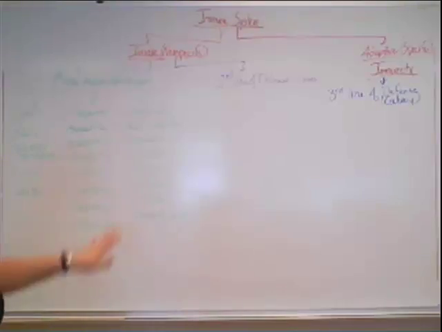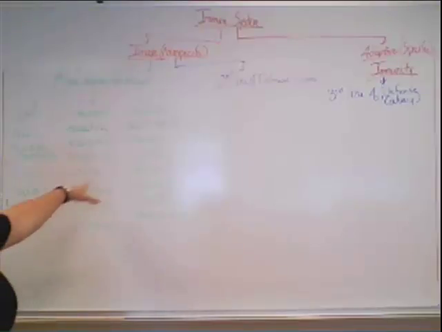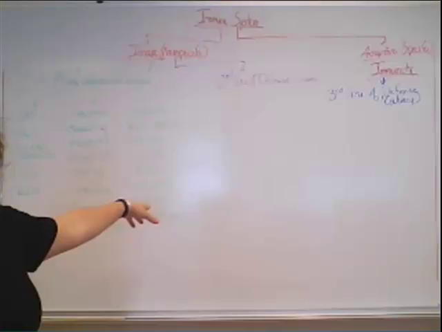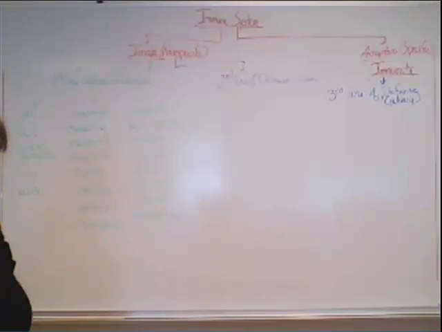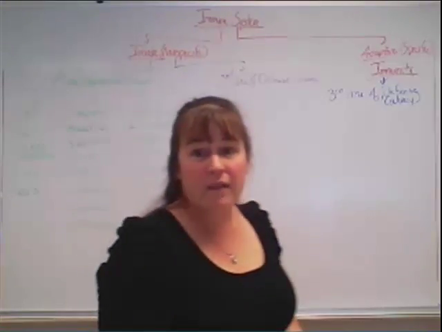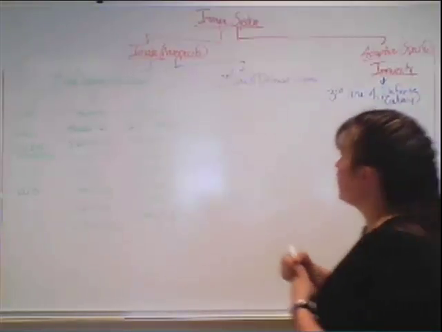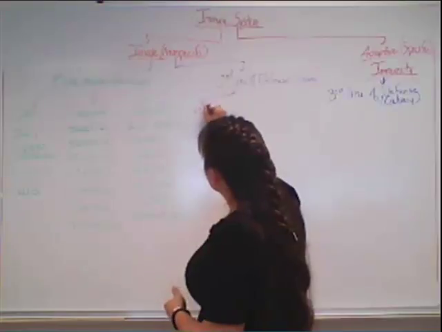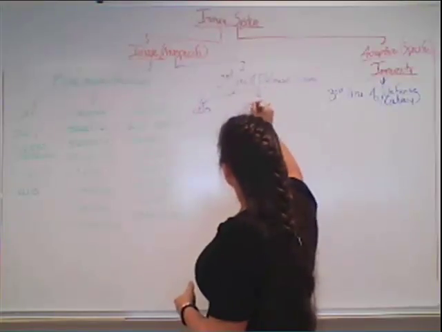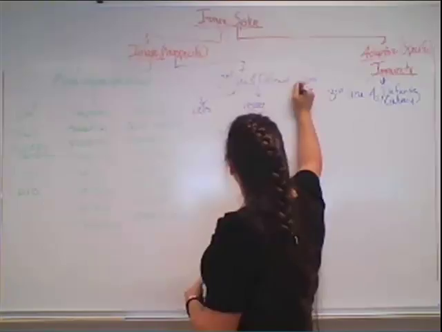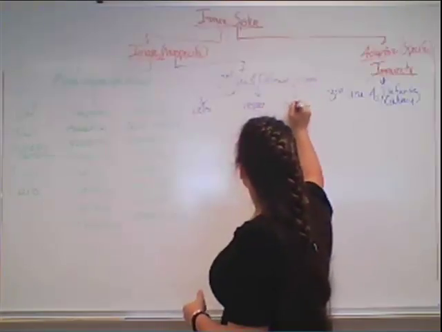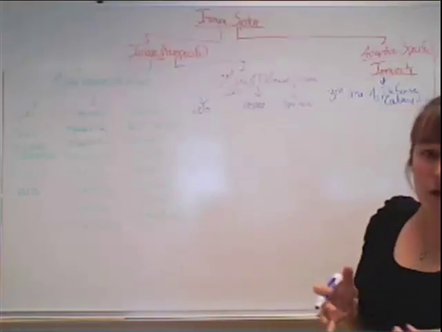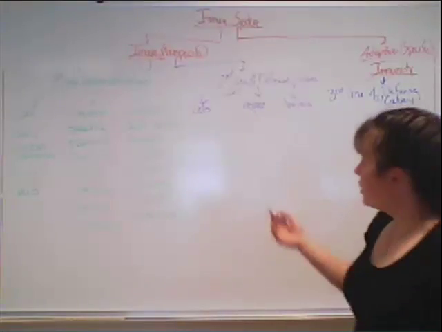So that's my first line of defense. I've got my cells, I've got the responses, and then I also have the chemicals that are going to be present to try to keep us healthy. We're going to do the exact same thing for the second line of defense. Again, we're going to look at cells, responses, and also the chemicals that allow us to do that particular task. So we're going to start right off with cells.